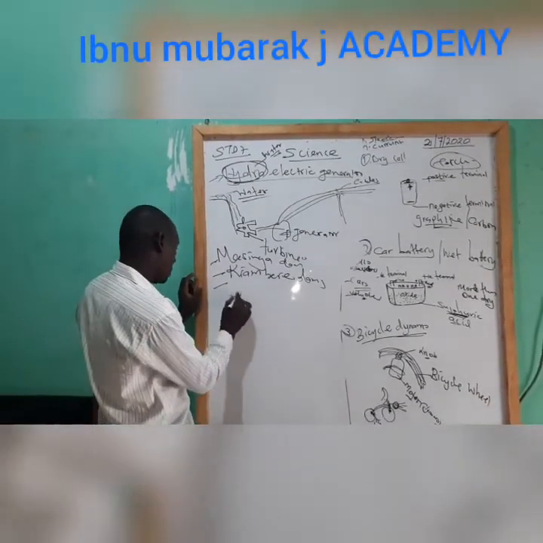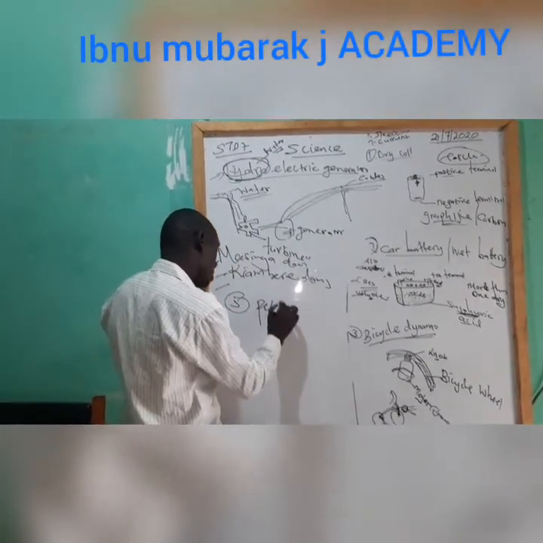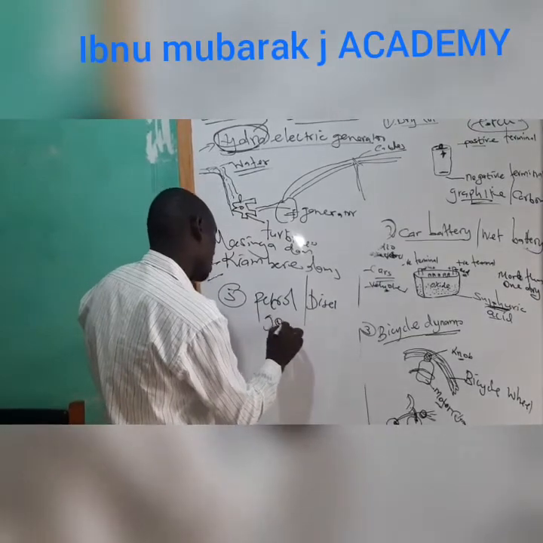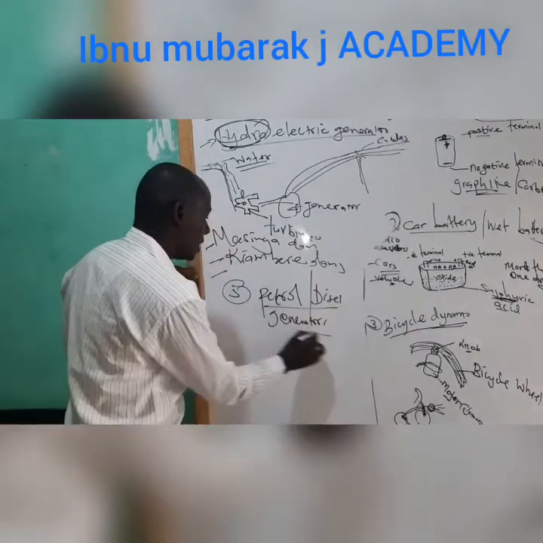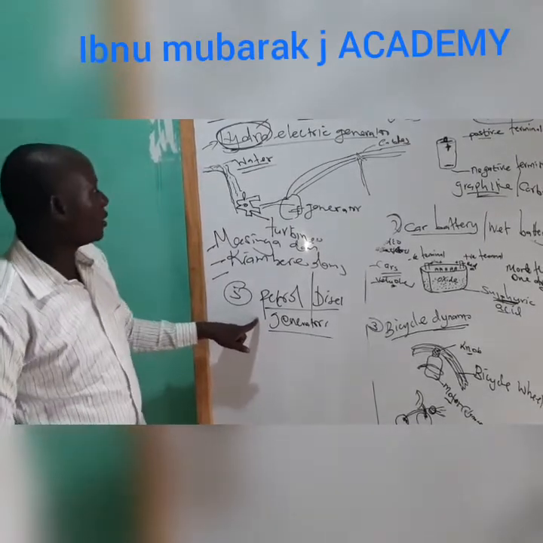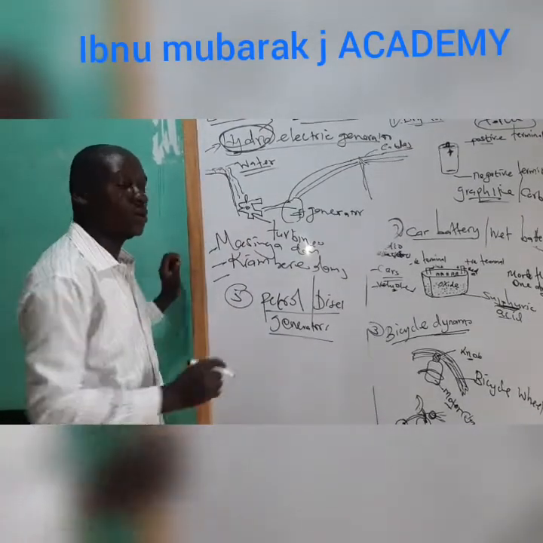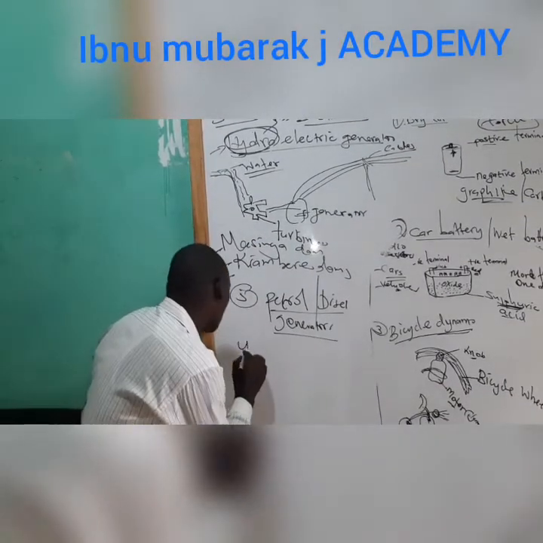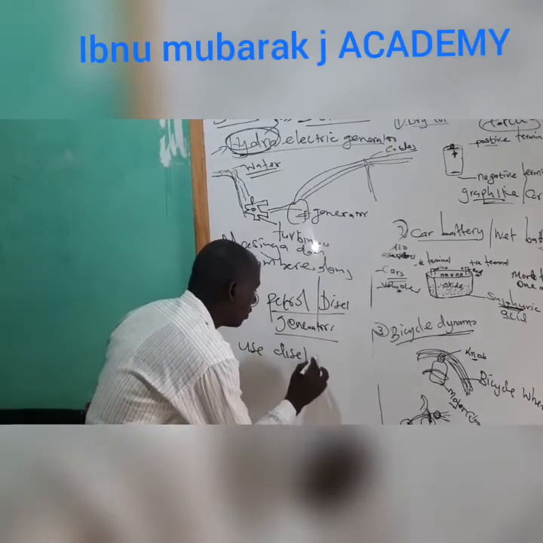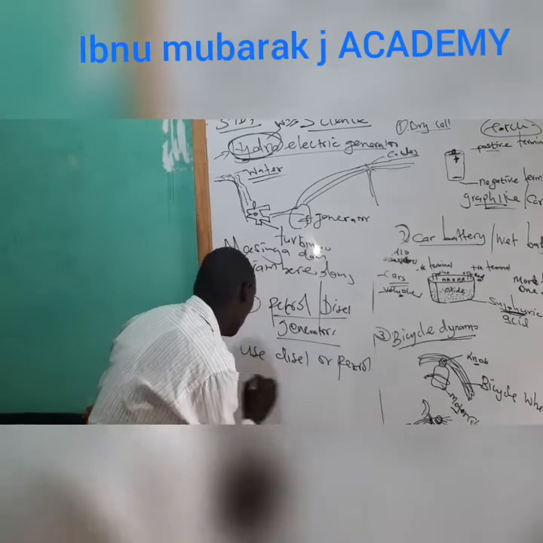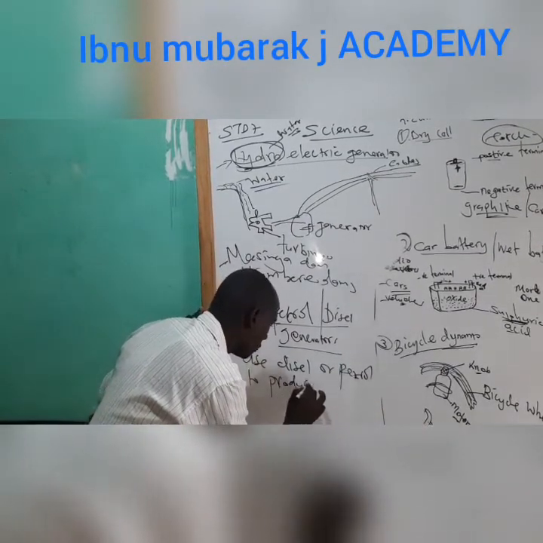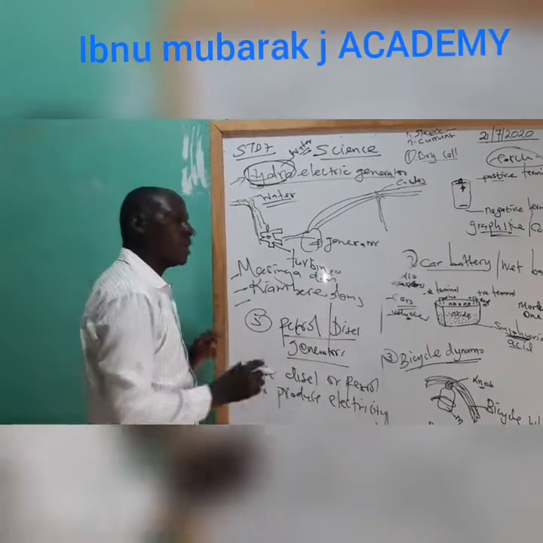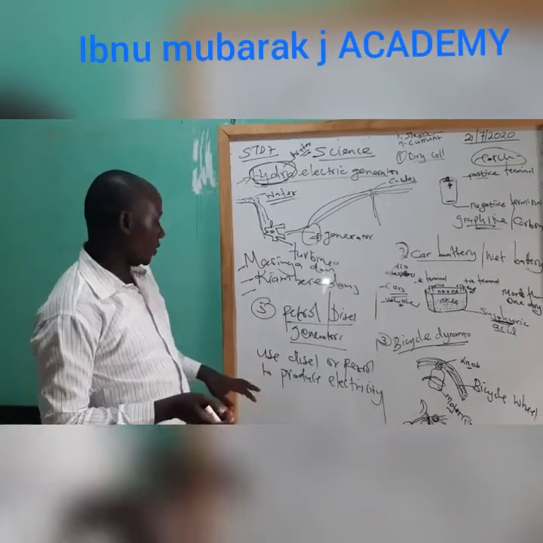Number 5, petrol or diesel generators. These are alternative sources of electricity when there is no hydroelectric power. They use diesel or petrol to produce electricity, so even in case the power fails from hydropower, we use this one.